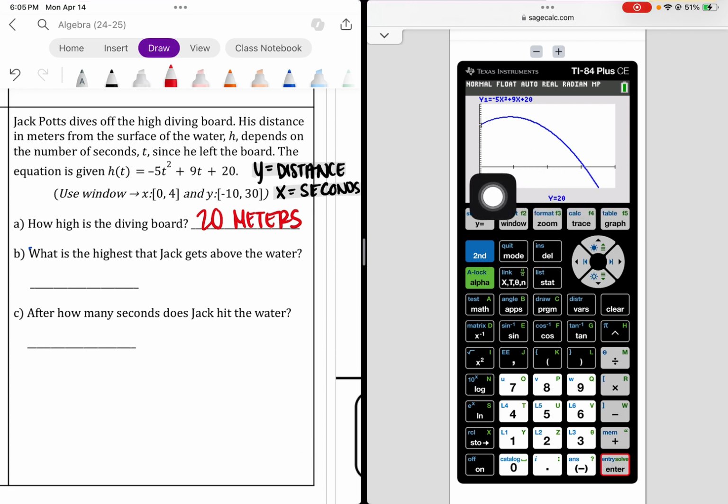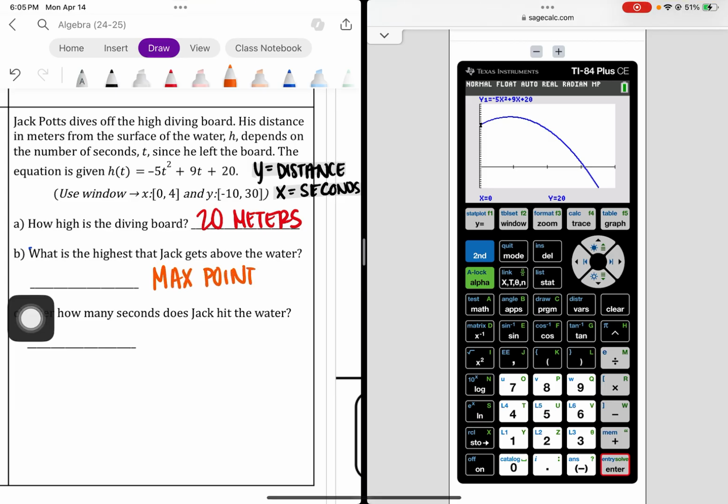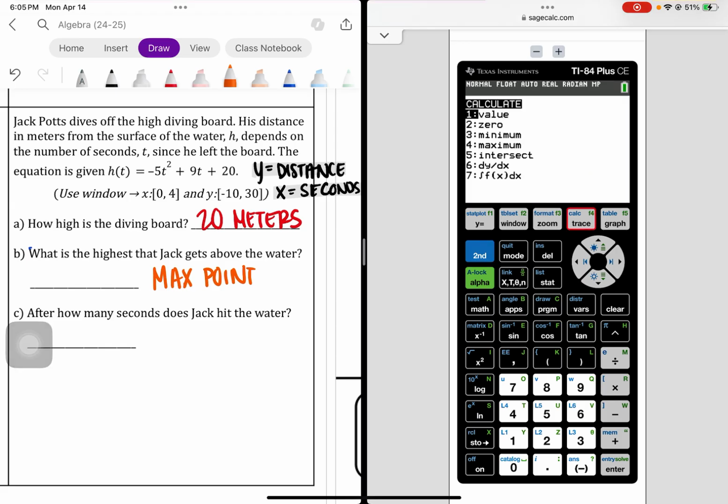What is the highest that Jack gets above the water? So 0 is the water. So we are looking for a maximum point here. We want to know the highest point. So we're talking about the distance. So we're going to go ahead and find that maximum. So we're going to calculate. So second calc. We're looking for a maximum.